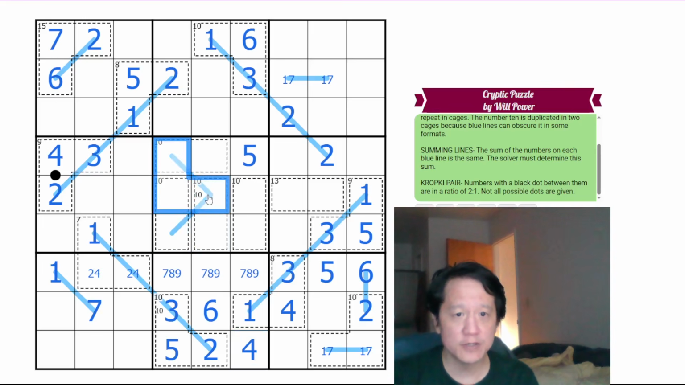Okay. These 3 digits in this line add up to 8, and we don't have a 5 available, so it must be 1, 3, and 4. And this can't be 3 or 4, so that's 1. This can't be 3 or 1, so that's 4, which makes that 3.